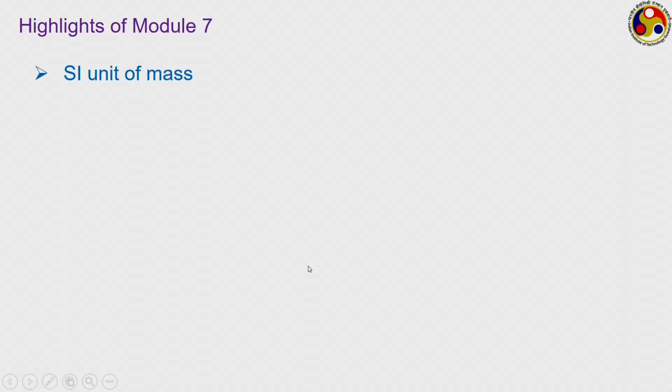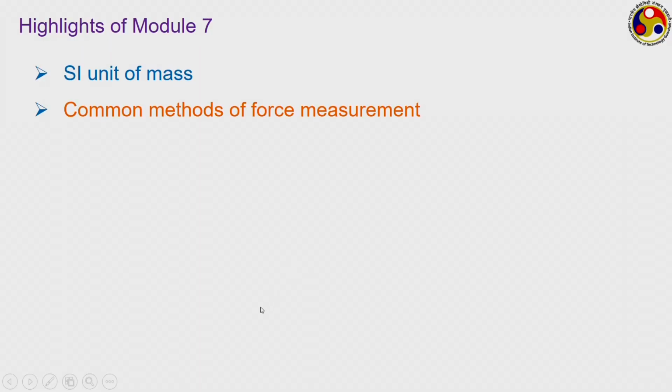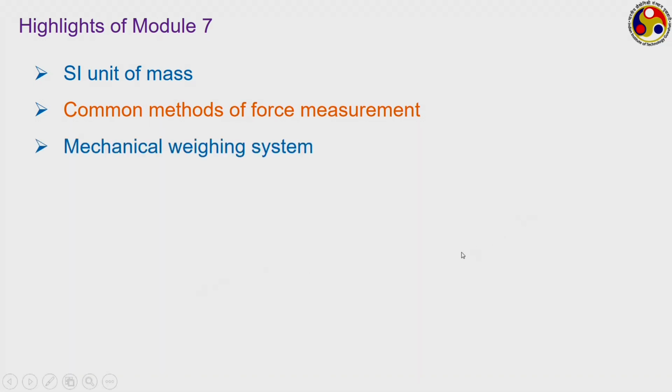So, that takes us to the end of this chapter. We have here talked about the SI unit of mass, I should not say the new SI unit, I should say the new definition of the SI unit of mass. Then we have discussed the common methods of force measurement, talking about the mechanical weighing system, analytical lever with both equal and non-equal arms, and also the platform balance system which uses multiple levers.